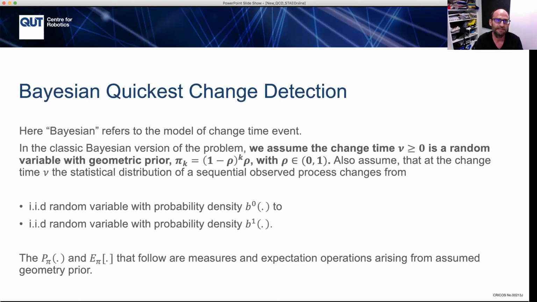So we're going to look at the problem with the geometric prior, as written there. And again, we're looking at the vanilla version of the problem. Before change, it's an IID random variable with a probability density B0, and after the change event, if there is in fact a change event, it's an IID random variable with probability density B1. And from that problem setup, you can introduce and define precisely P pi and E pi. It's okay if you don't want to know about all that. You probably don't need it to get something from this presentation. But it is possible to be very precise here in an information theory sense.